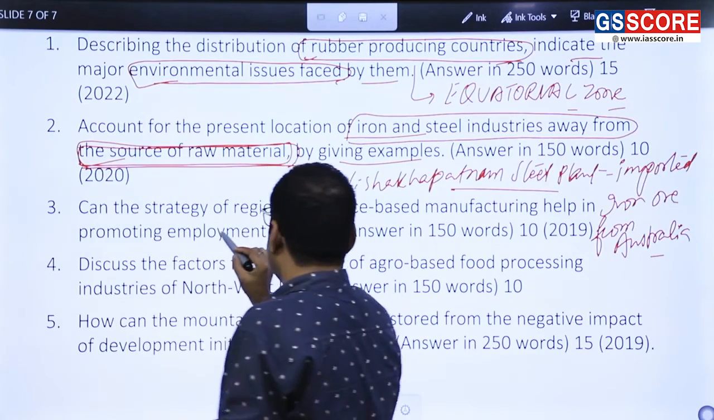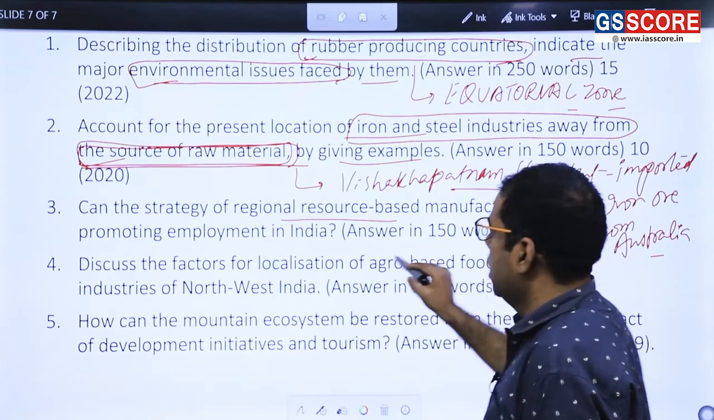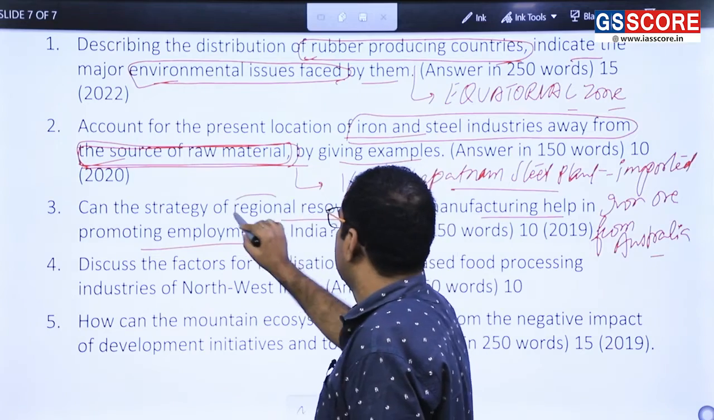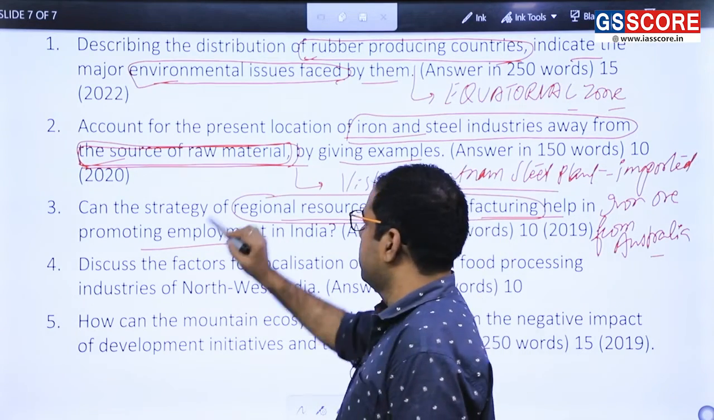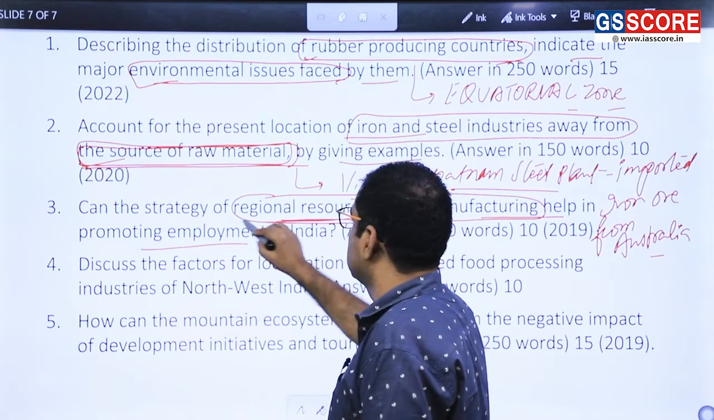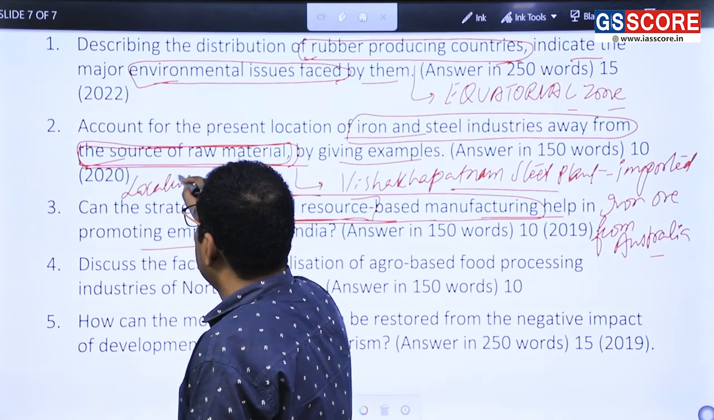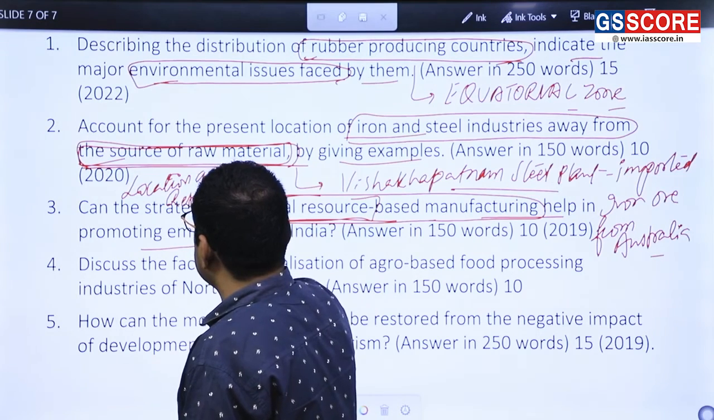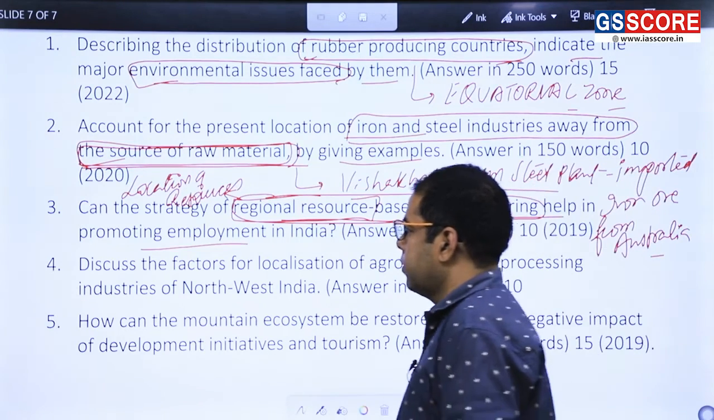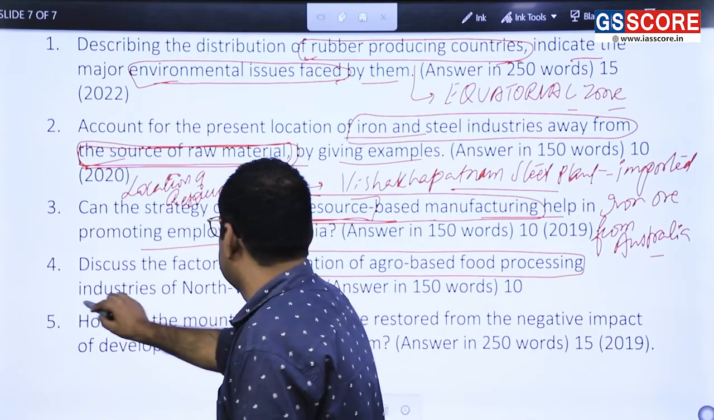Then after, can the strategy of regional resource based manufacturing help in promoting employment in India? Strategy of regional resource based manufacturing means the growth of industries on the basis of the available resources. So you have to go for the location of different resources, right?